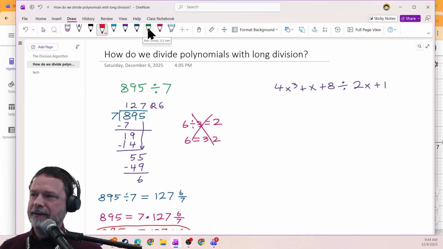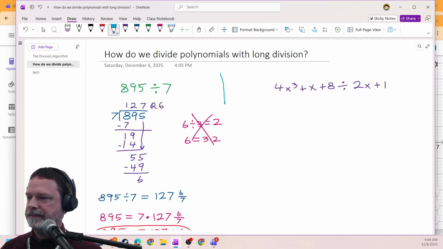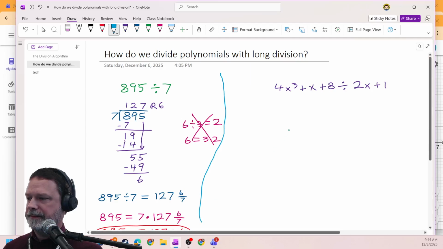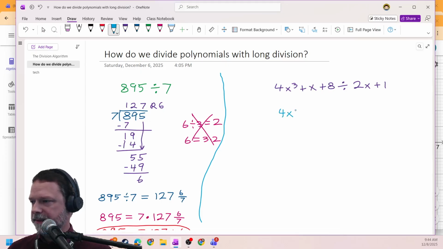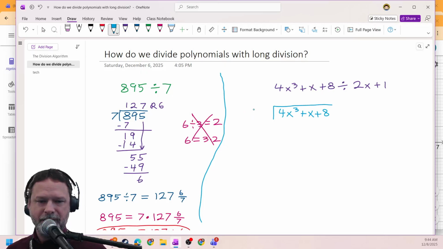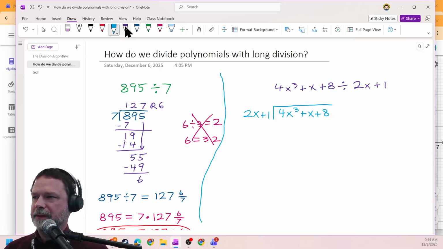Now let's go ahead and look at long division with polynomials. So let's see here. We're doing 4x cubed plus x plus 8, and we are dividing by 2x plus 1.